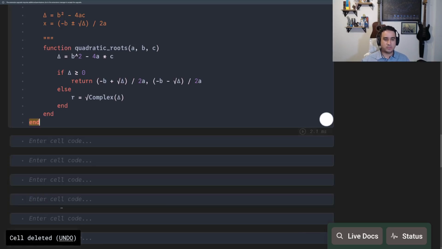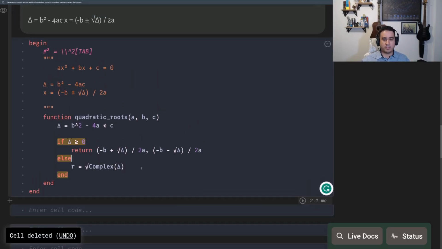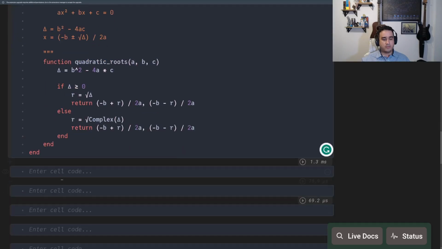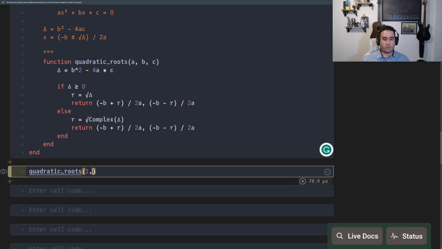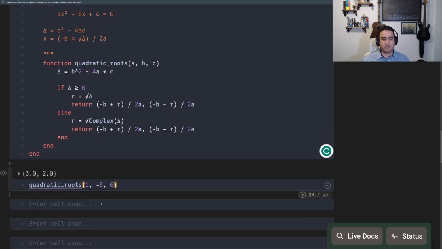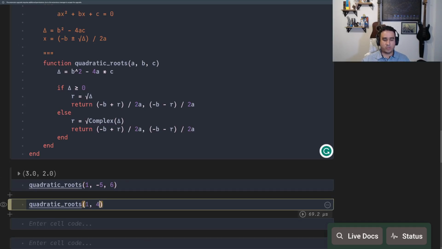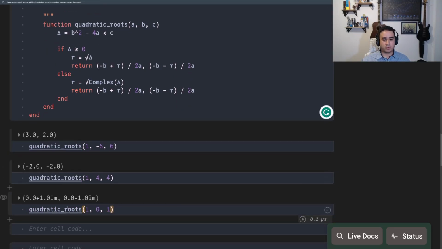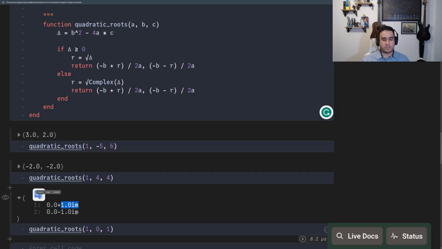Okay, let's remove this. So in this case, I'm going to do this, and then this, and then this. Okay, so I could probably also do this. Let's test this function. So quadratic roots of 1, -5 and 6. This is my traditional example, 3 and 2. So these work for different roots, 1, 4, and 4 for roots which are the same, and 1, 0, 1 for imaginary roots or complex roots. We have 1 imaginary and -1 imaginary. So this works as well.